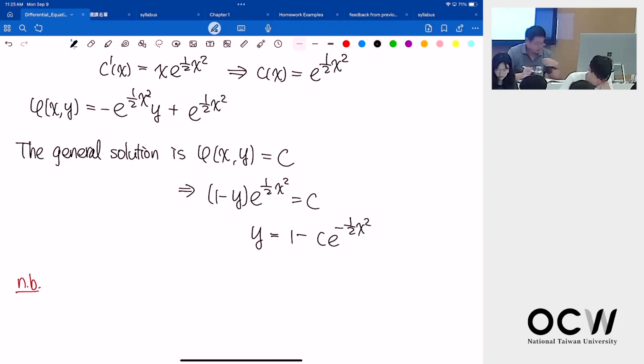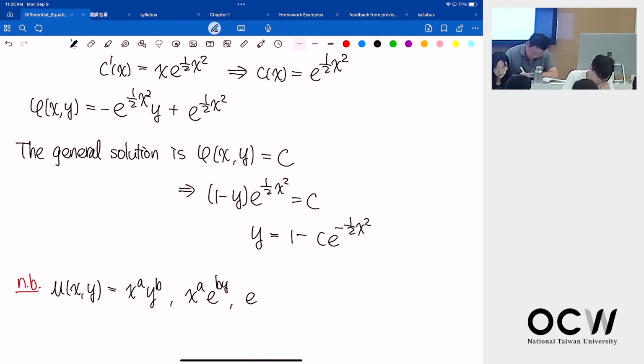So here's the note. For the integrating factor, here we say that the mu could be just a function of x only or a function of y only. But actually, this mu is a function of xy. And it could be x to the a, y to the b, or x to the a, e to the by, or e to the ax times y to the b, or e to the ax plus by.